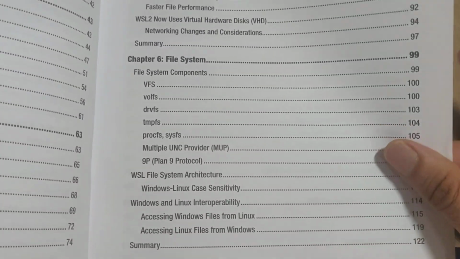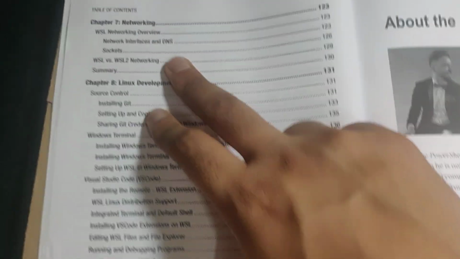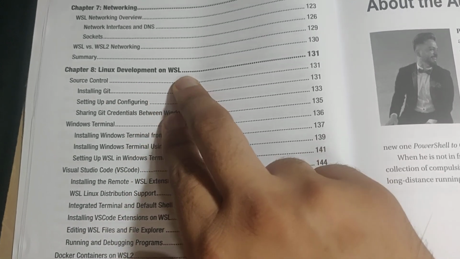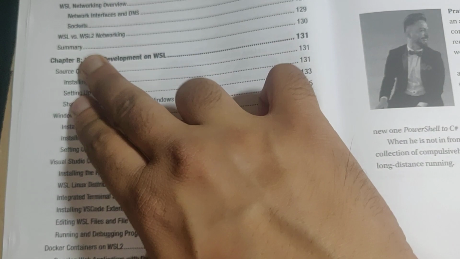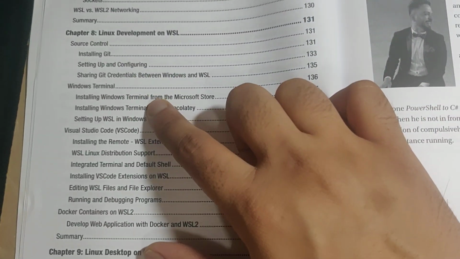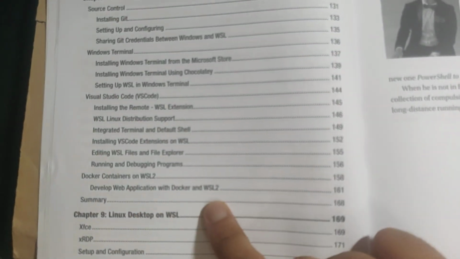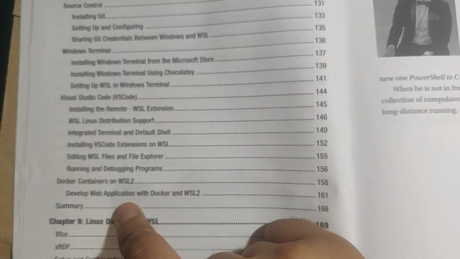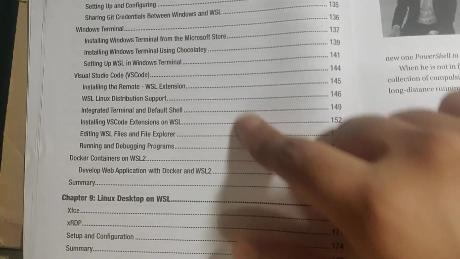So after that, file system, a little bit of networking, and then the second-to-last chapter is Linux development on WSL. So on a Windows machine, how can I develop applications for a Linux environment using WSL? So I've covered that. So how to do source controlling, how to use Windows Terminal with WSL, how I can configure my Visual Studio Code, and finally creating a .NET Core application using Docker on WSL 2. So how to do that.